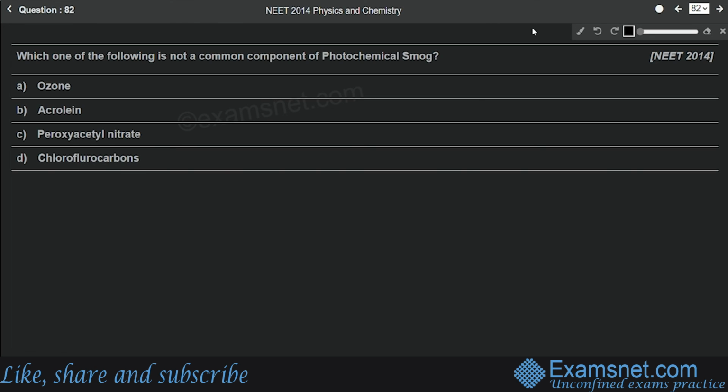Question number 82 is from the chapter Environmental Chemistry, and the question is: which one of the following is not a common component of photochemical smog? Options are ozone, acrolein, peroxyacetyl nitrate and chlorofluorocarbons. So this is a factual question again. We know that ozone, acrolein and peroxyacetyl nitrate are all components of photochemical smog. But chlorofluorocarbons is not a component of photochemical smog. So option D will be the correct answer.